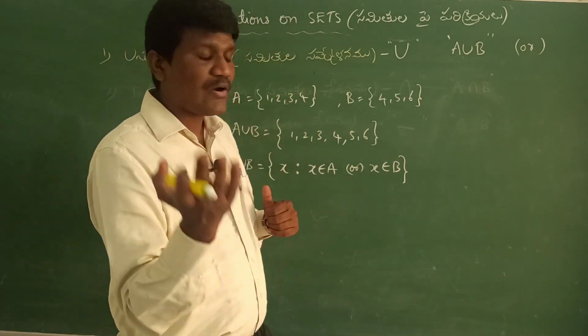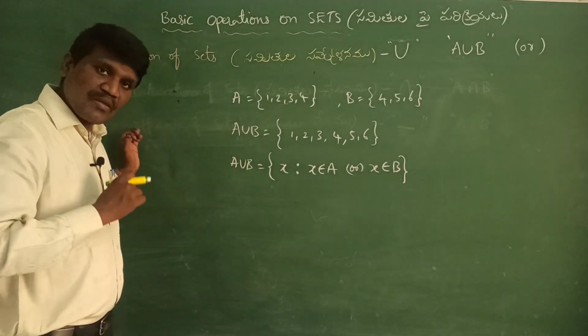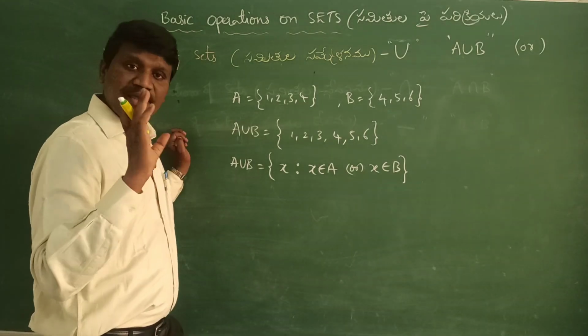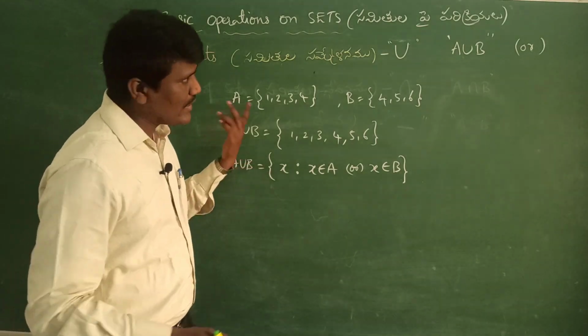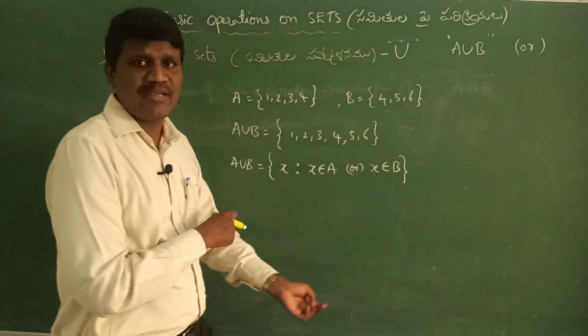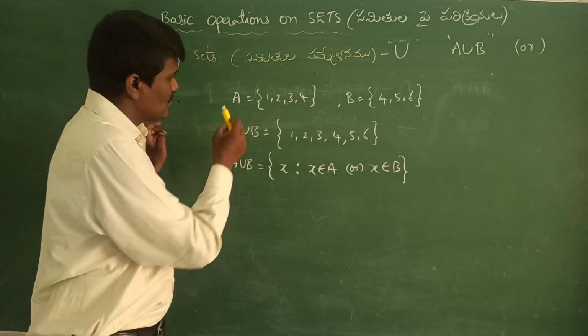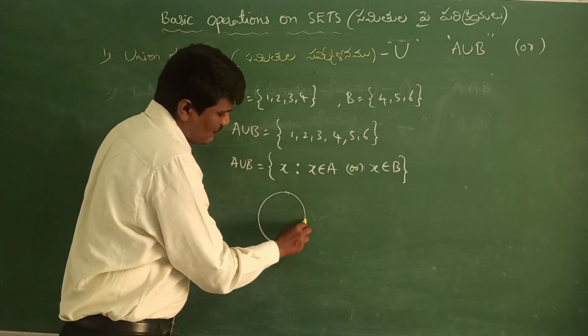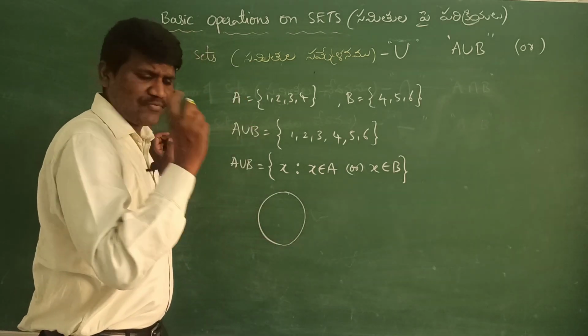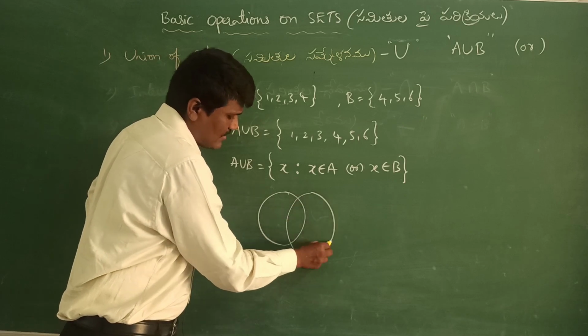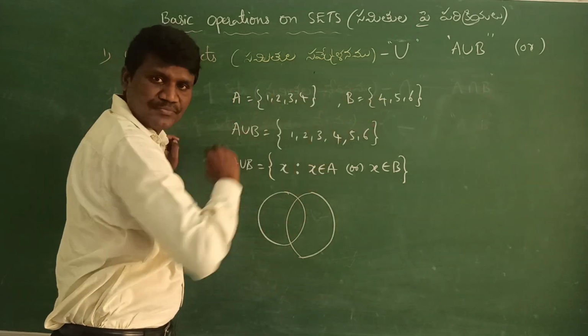And let us see now the Venn diagrams of this. The Venn diagram is the most important for A union B. So how to draw the Venn diagram for this same A and B? Already you know how to represent elements in a Venn diagram. So let us see which Venn diagram to be selected. That is the first Venn diagram to be selected, because 4 is common in both.